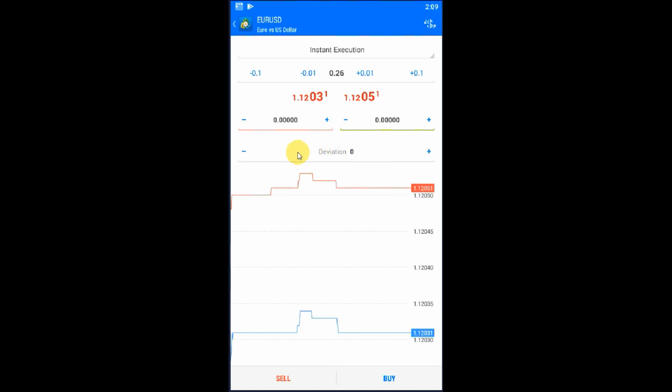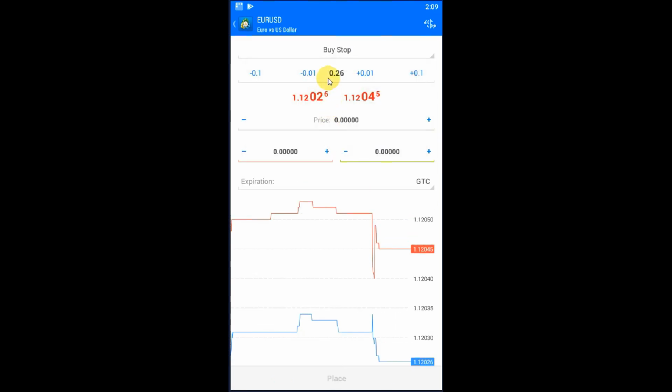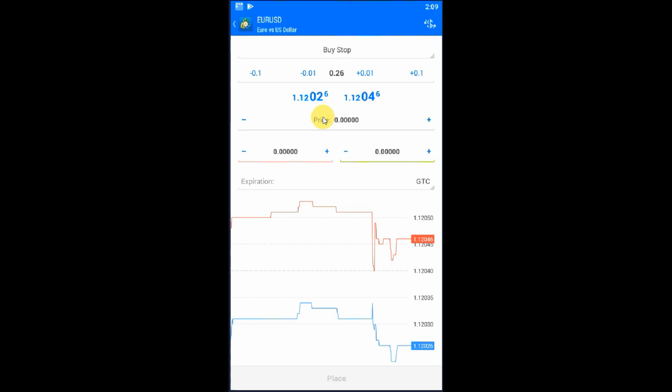Now deviation isn't really important, so I'm going to ignore it. Now as you can see, when we're in instant execution, we're only given the lot size, the price, and stop loss and take profit. But when we select something like buy stop, we're given more options. So there'll be a lot, the price, stop loss and take profit. As you can see, price has now been included.